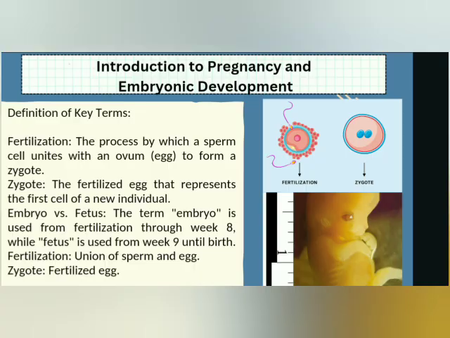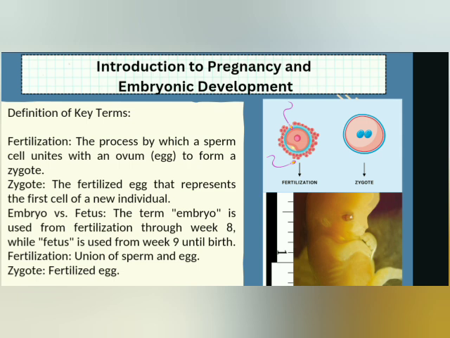Next is introduction to pregnancy and embryonic development. So these are the definitions. Fertilization is the process by which a sperm cell and the egg cell reunite and form a zygote, while a zygote is a fertilized egg that represents the first cell of a new individual.